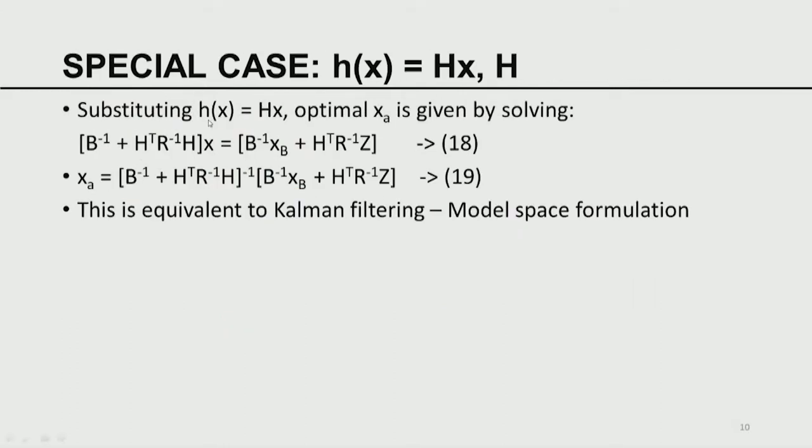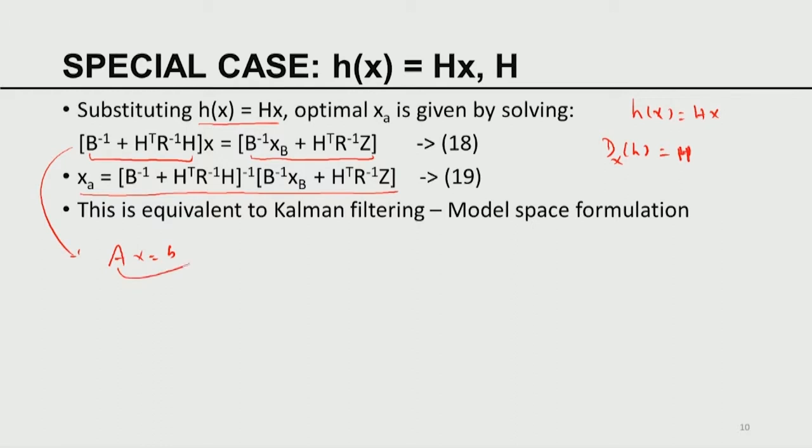In the special case, I would like to re-emphasize, when h of x is equal to linear h of x, the Jacobian of h is equal to h, and everything simplifies. Therefore, the matrix like this times x times this matrix, and that is the optimal solution is given by this. This system I have to solve. This system is like Ax is equal to b. Again, A is SPD. We already know how to solve SPD systems.